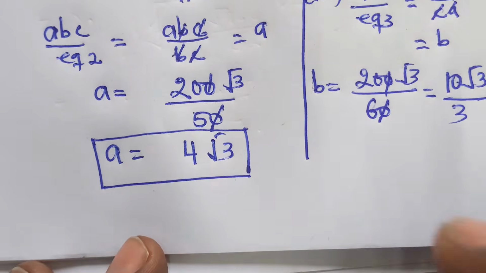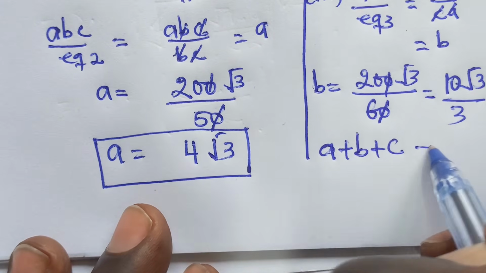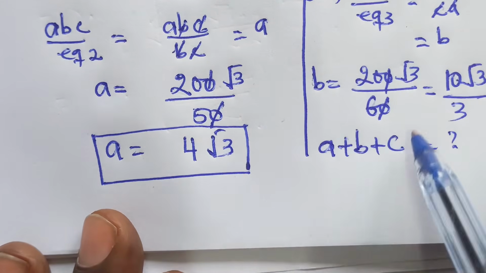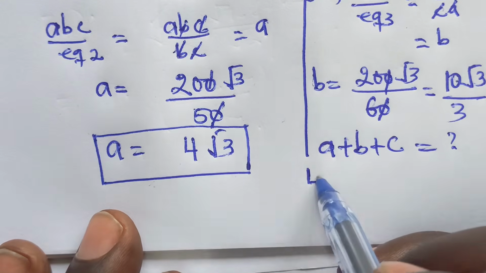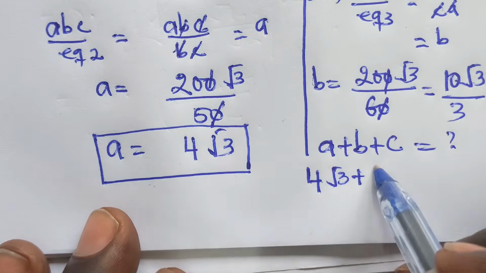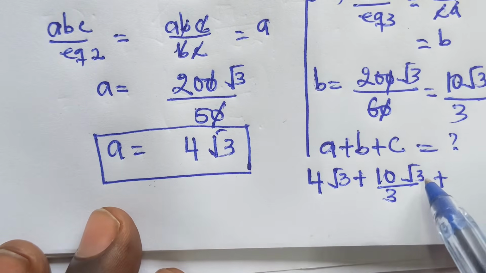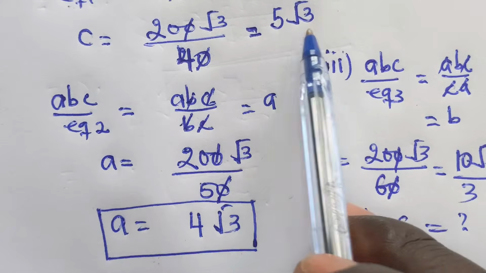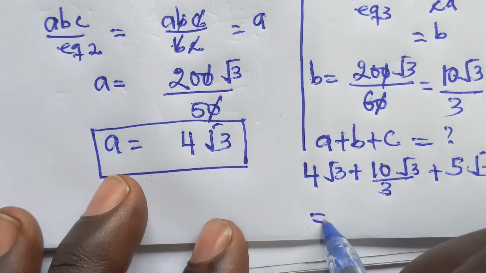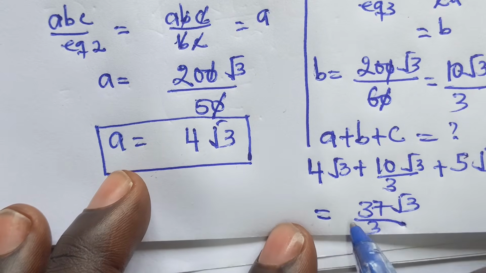And then the last question is this: A plus B plus C equals what? We have seen that A is equal to 4 square root of 3, plus B, which is 10 square root of 3 over 3, plus C, which is equal to 5 square root of 3. Then the final answer is equal to 37 square root of 3 over 3.